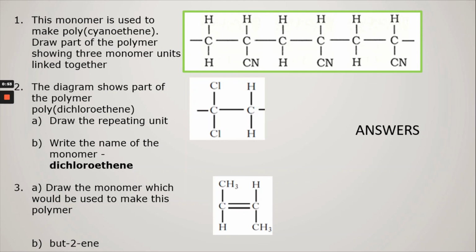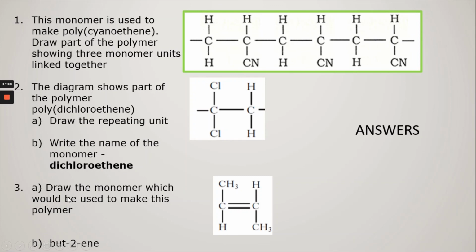Well, if the polymer is called polydichloroethene, monomer, nice and easy, just take the poly off the start of the name and it'll be just dichloroethene. So note that that repeating unit doesn't show the monomer. So this is not dichloroethene, it doesn't have a double bond, but if we were to draw the actual monomer, then it would have a double bond and it would fit the name dichloroethene.